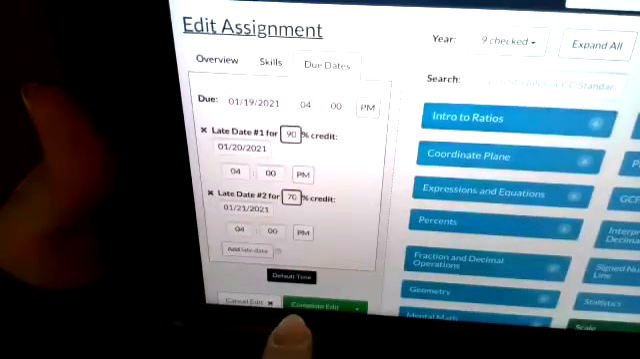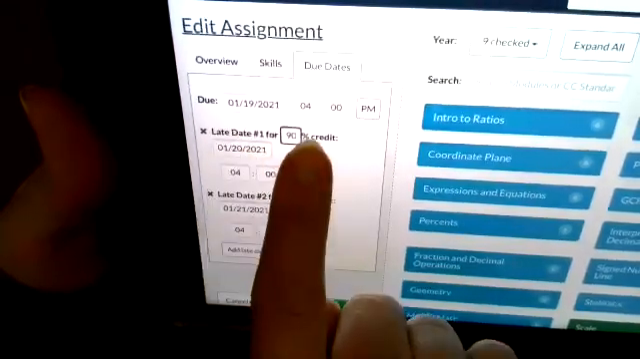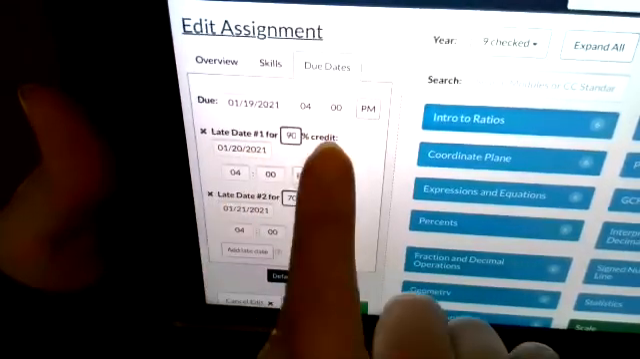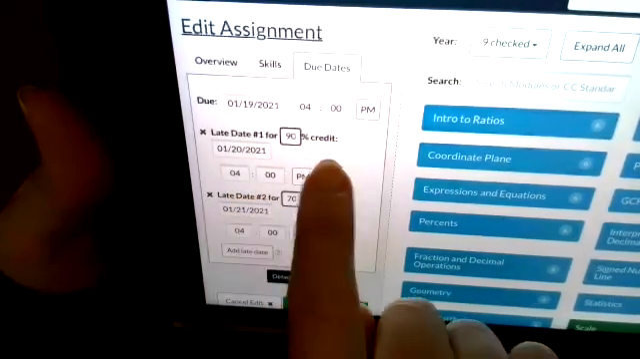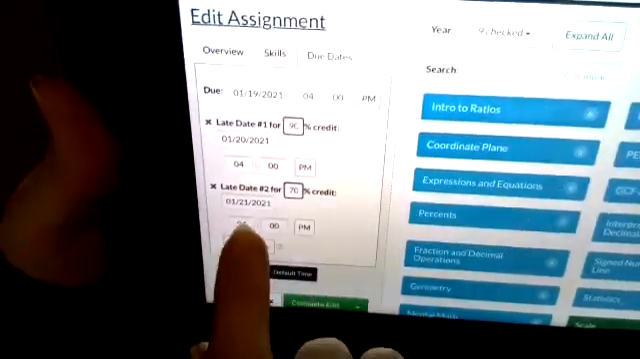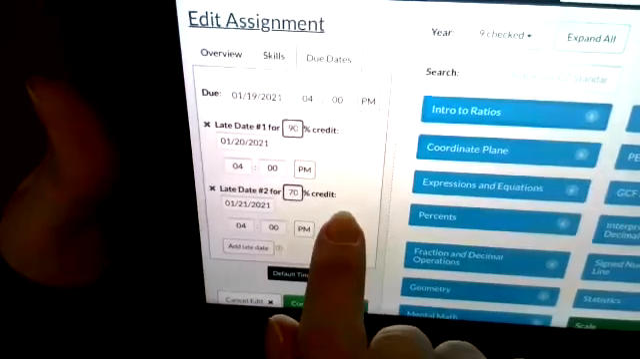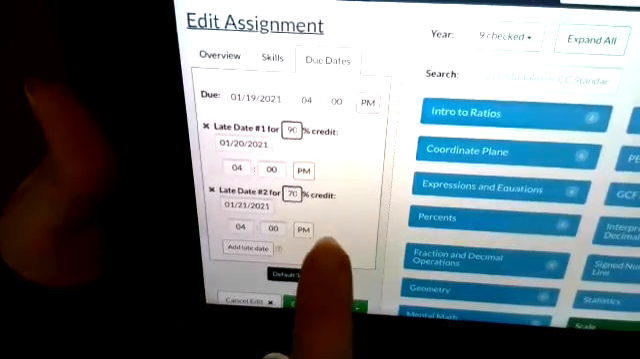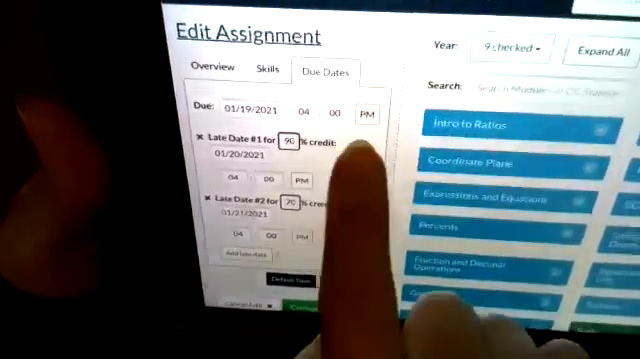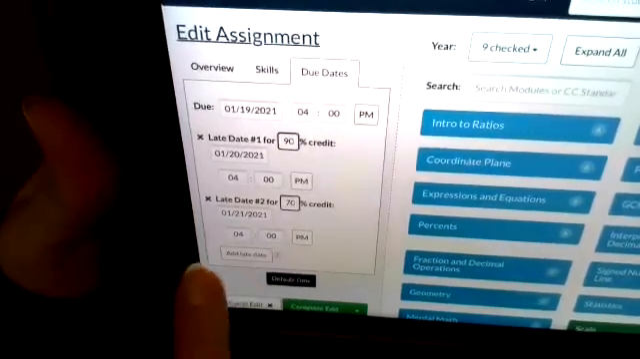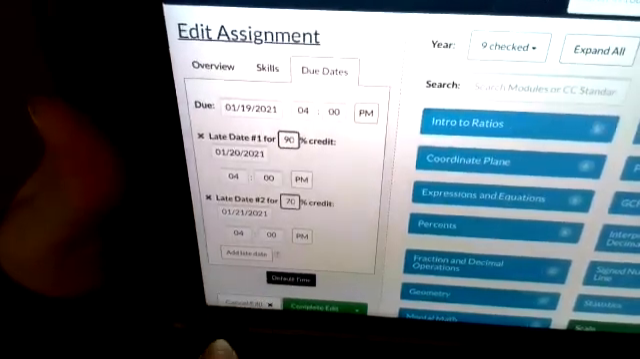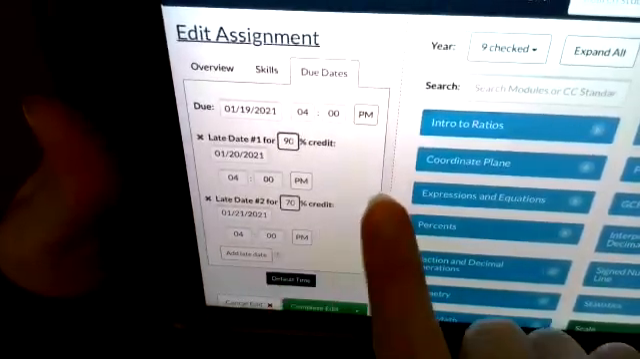I do have 3 due dates set, so it's due today at 4 o'clock to get this done. If you can't get it done by 4 o'clock today, then you can get it done tomorrow by 4 o'clock, but it'll be 10 points off. And then Wednesday, 70%, so 30 points off. So try to get it done today by 4 p.m., not 4 a.m. And then let me know if you have questions with this, if you have a hard time logging in or creating an account, all that good stuff.